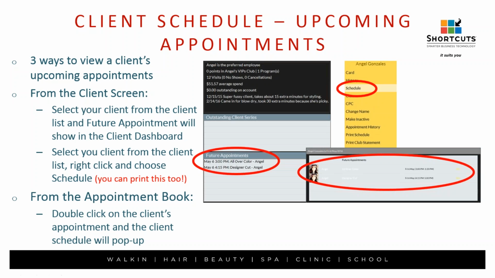And then the third option is from the appointment book. If you double click on a client's appointment, the appointment schedule pops up, and that's identical to what you see here when you right-click against the client and choose Schedule. So that's this option here. So there's three ways we can see upcoming appointments for a client.